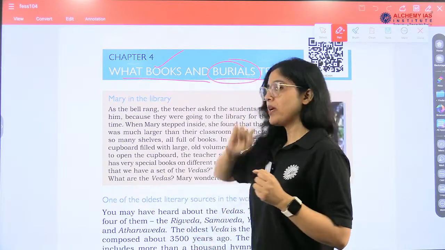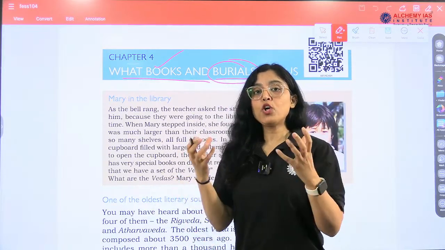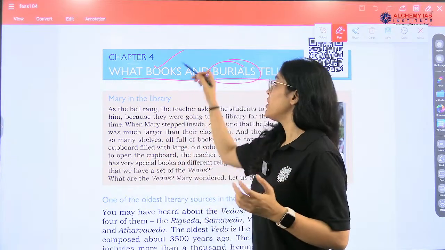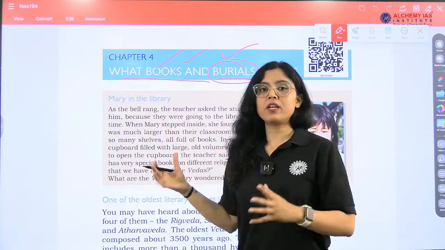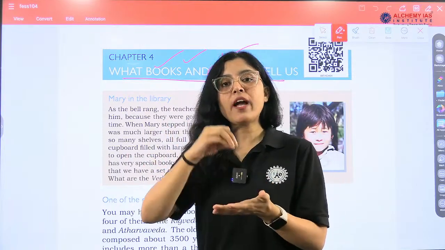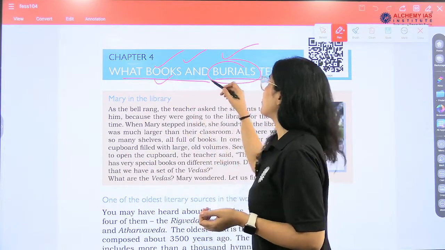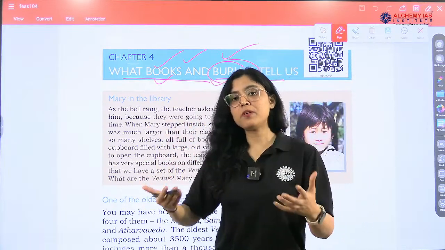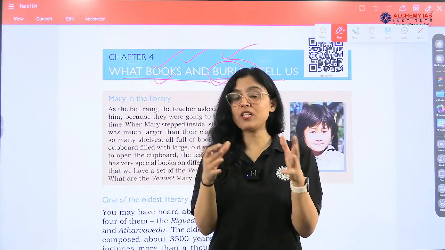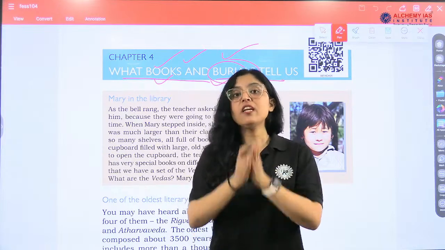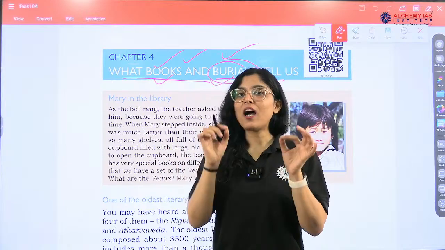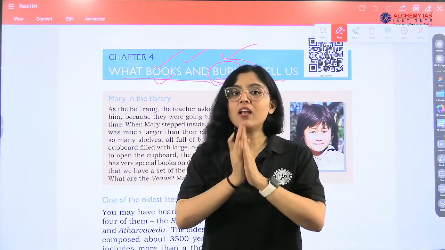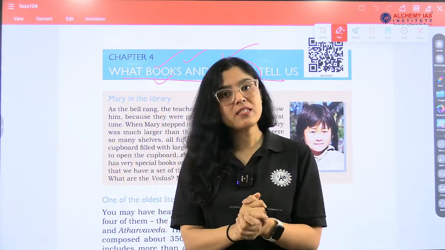The second thing is burials, right? The graves. What do these graves tell us? We will be discussing these things. What kind of sources are these books and burials? Do they help us in the formation of history? Because history is investigation, and we reconstruct history based on evidence, based on the archaeological remains which have been left by our ancestors, right?